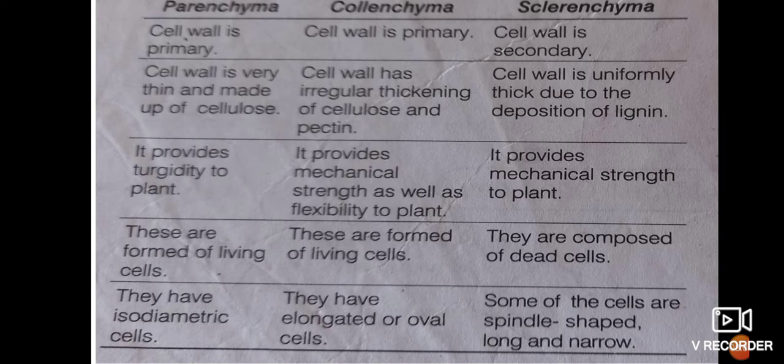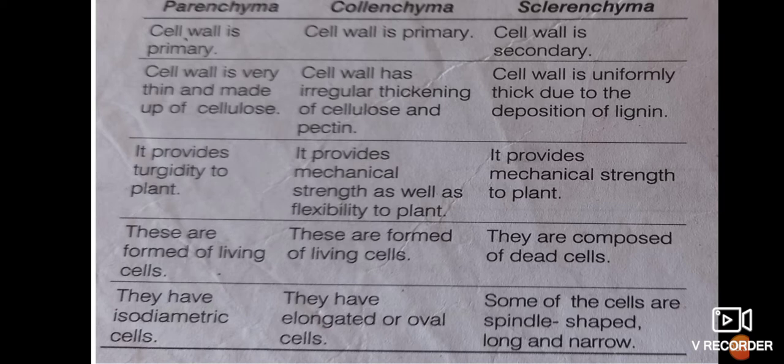Okay, so first, the cell wall is primary in parenchyma. Collenchyma also has a primary cell wall, whereas the sclerenchymal cell wall is secondary. So remember here, dear students, that the parenchymal and collenchymal cell walls are primary, whereas only the sclerenchymal cell wall is secondary.